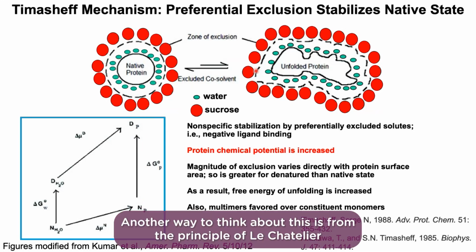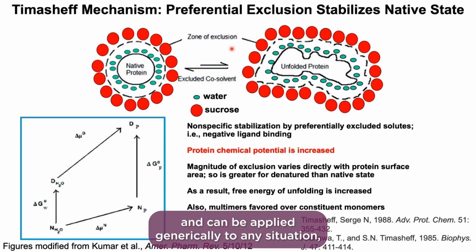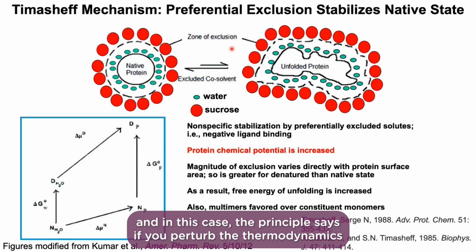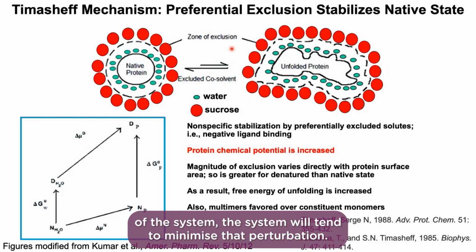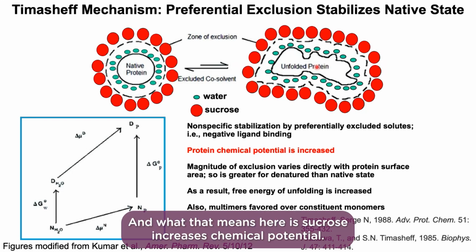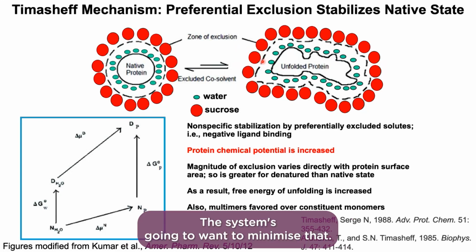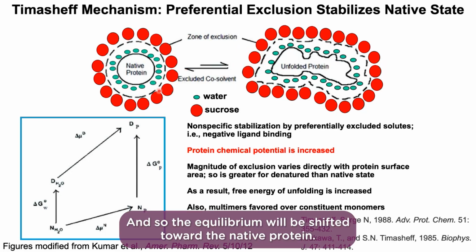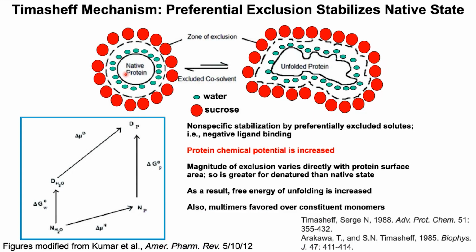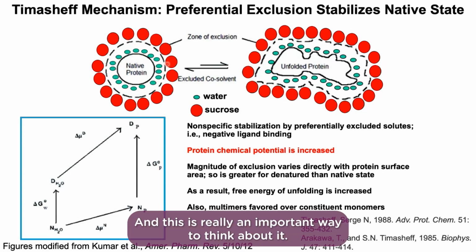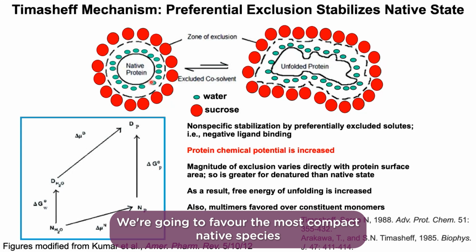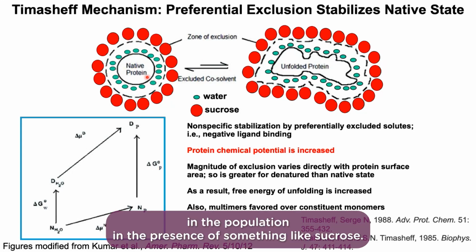Another way to think about this is from the principle of Le Chatelier, and can be applied generically to any situation. And in this case, the principle says if you perturb the thermodynamics of the system, it will tend to minimize that perturbation. What that means here is sucrose increases chemical potential, the system's going to want to minimize that. And so the equilibrium will be shifted toward the native protein. And this is really an important way to think about it. We're going to favor the most compact native species in the population in the presence of something like sucrose.